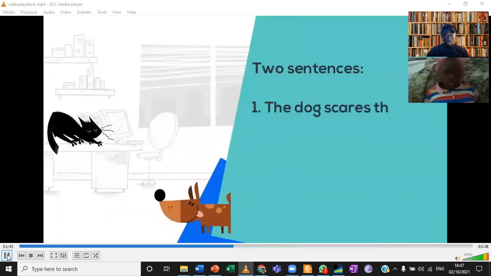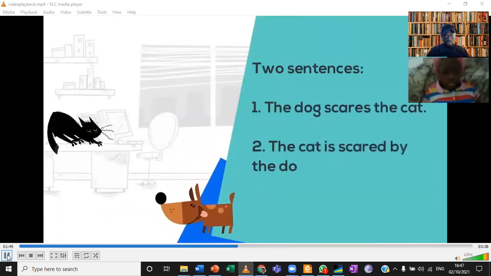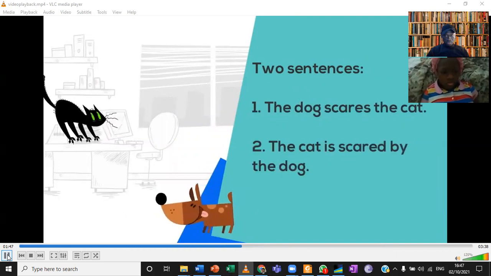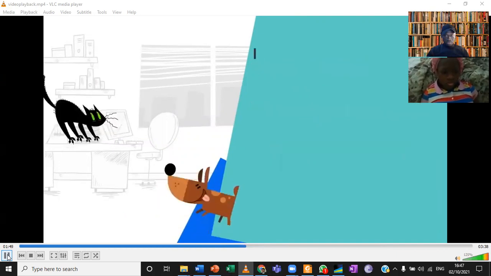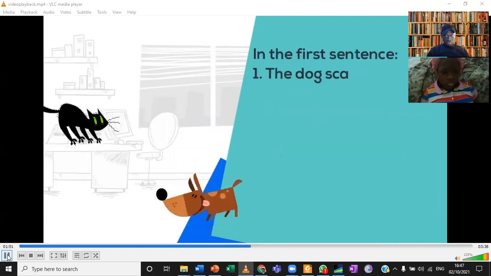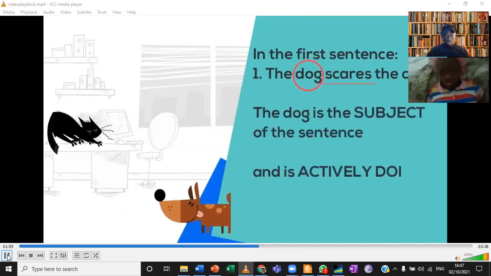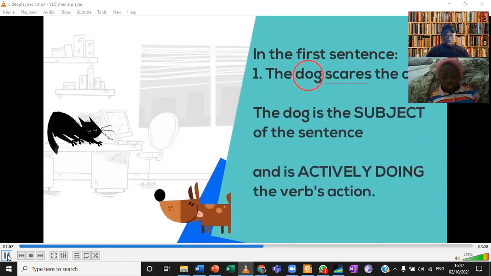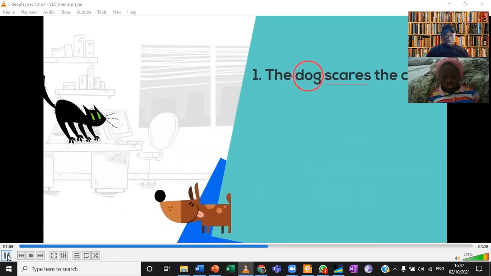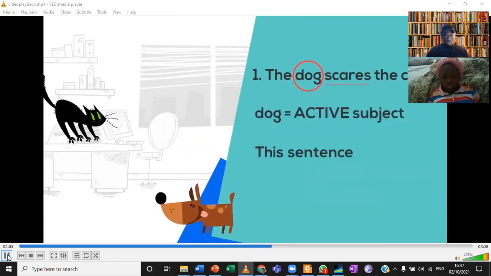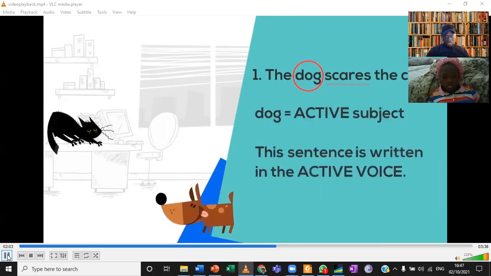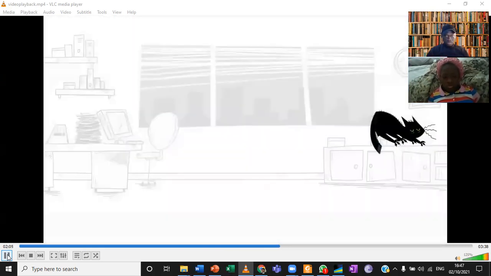Two sentences. The dog scares the cat. The cat is scared by the dog. In the first sentence, The dog scares the cat, the dog is the subject of the sentence and is actively doing the verb's action. Dog equals active subject. This sentence is written in the active voice.